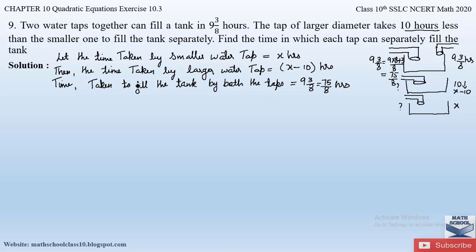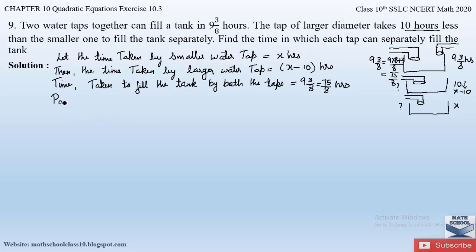Now let us see, if the time taken by the smaller water tap is X hours, how much time does this smaller water tap take to fill the tank in 1 hour? Here, to fill the complete water tank, it takes X hours. So how much water will be filled in 1 hour? That will be the reciprocal of the total time taken. Whenever you want to calculate the part of the work done in 1 hour, you have to take the reciprocal of the total time taken. Here the total time taken by the smaller water tap is X hours, so the part filled in 1 hour will be 1/X.